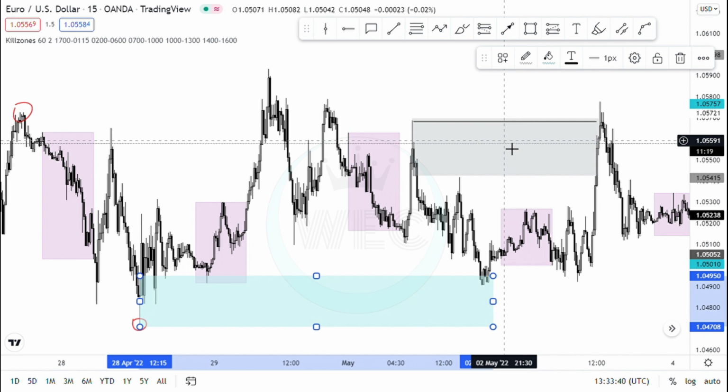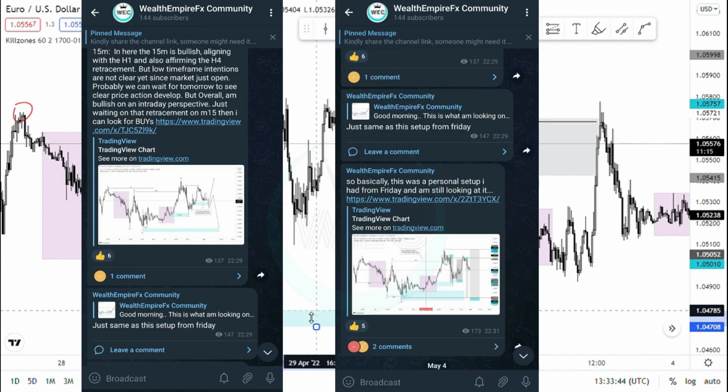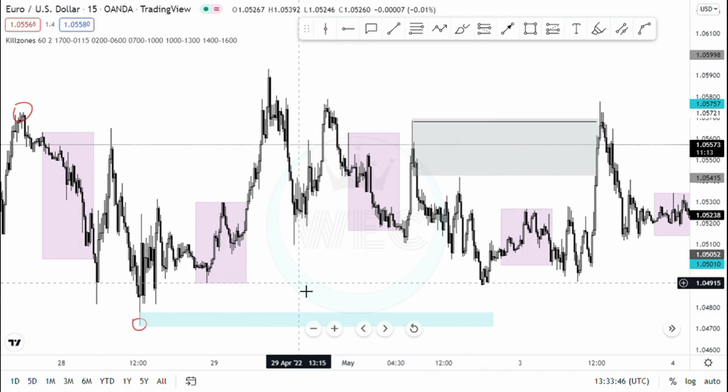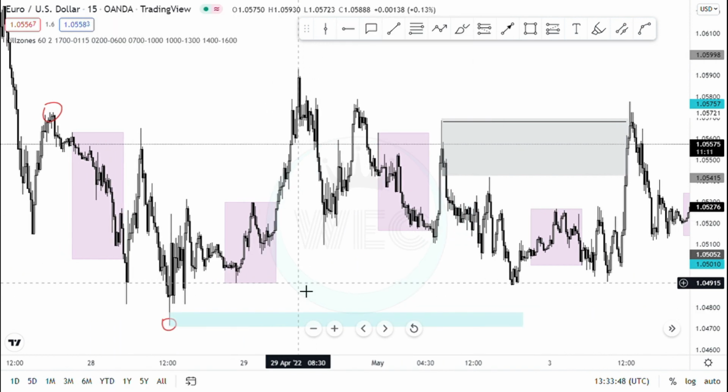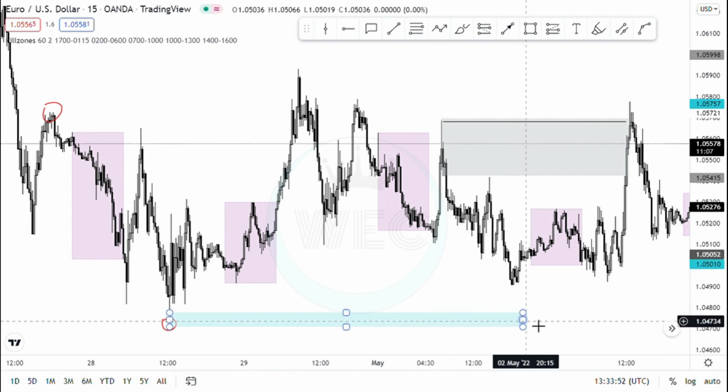I even shared in my Telegram group that I was looking at a zone in here on lower time frames. I don't want to go into lower time frames, right? So I was looking at a zone in here where price can come in, then I can look for the buys to the upside.